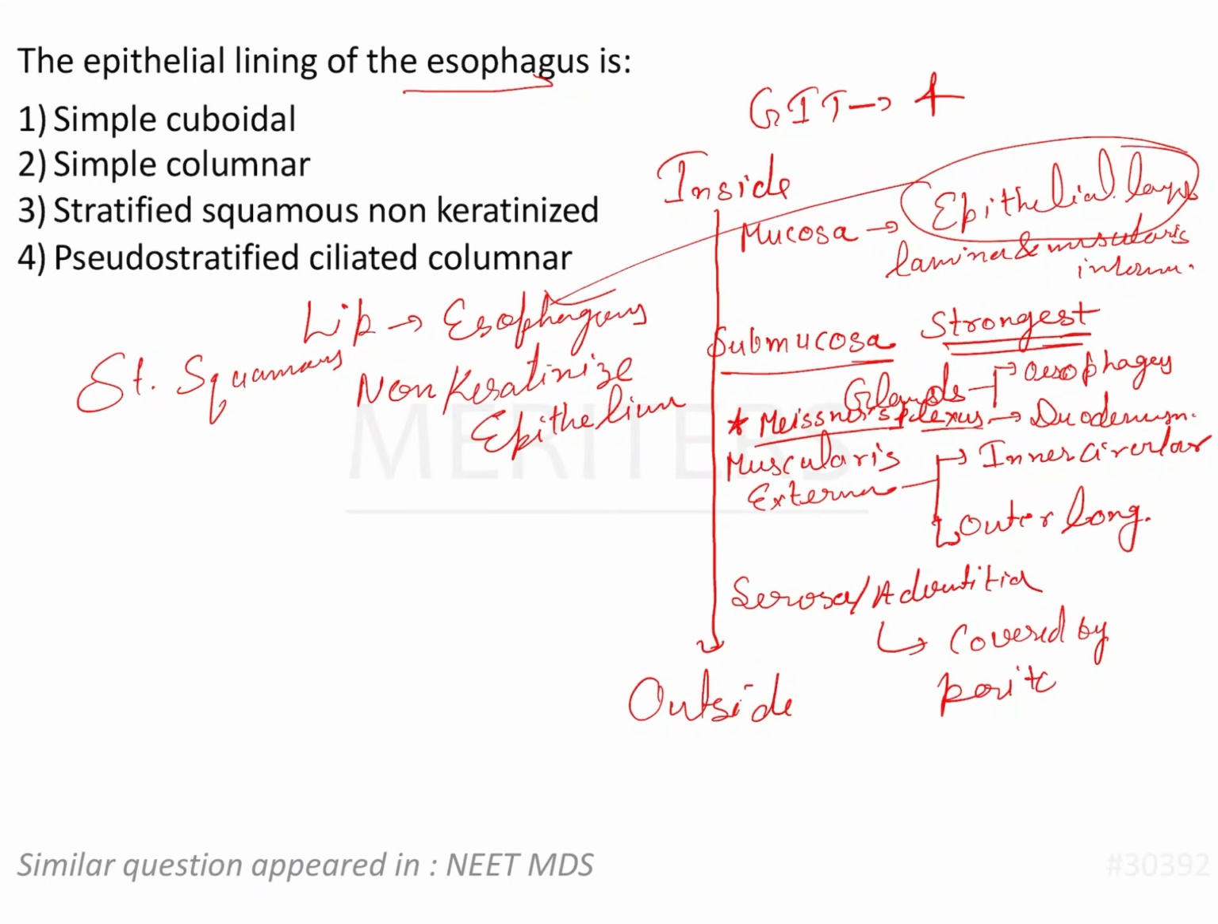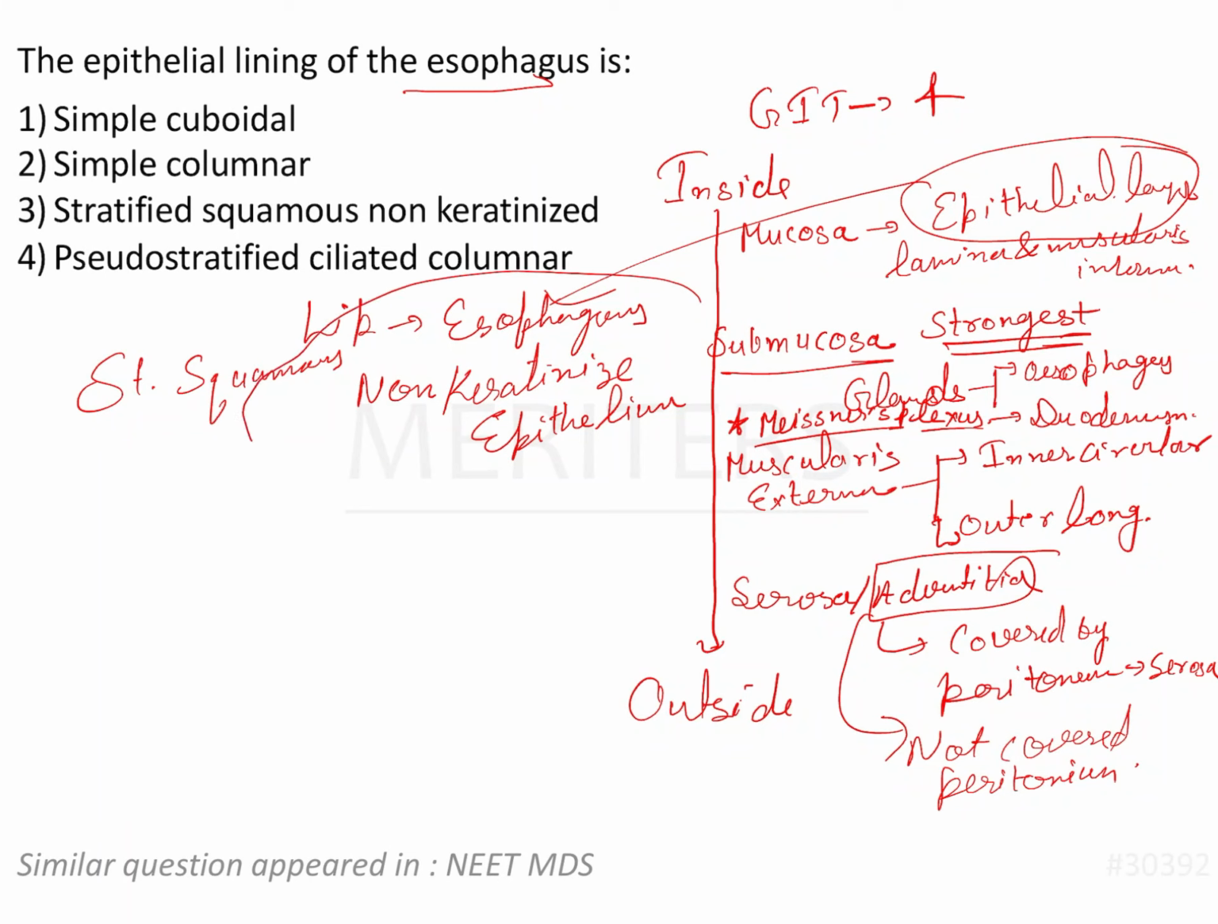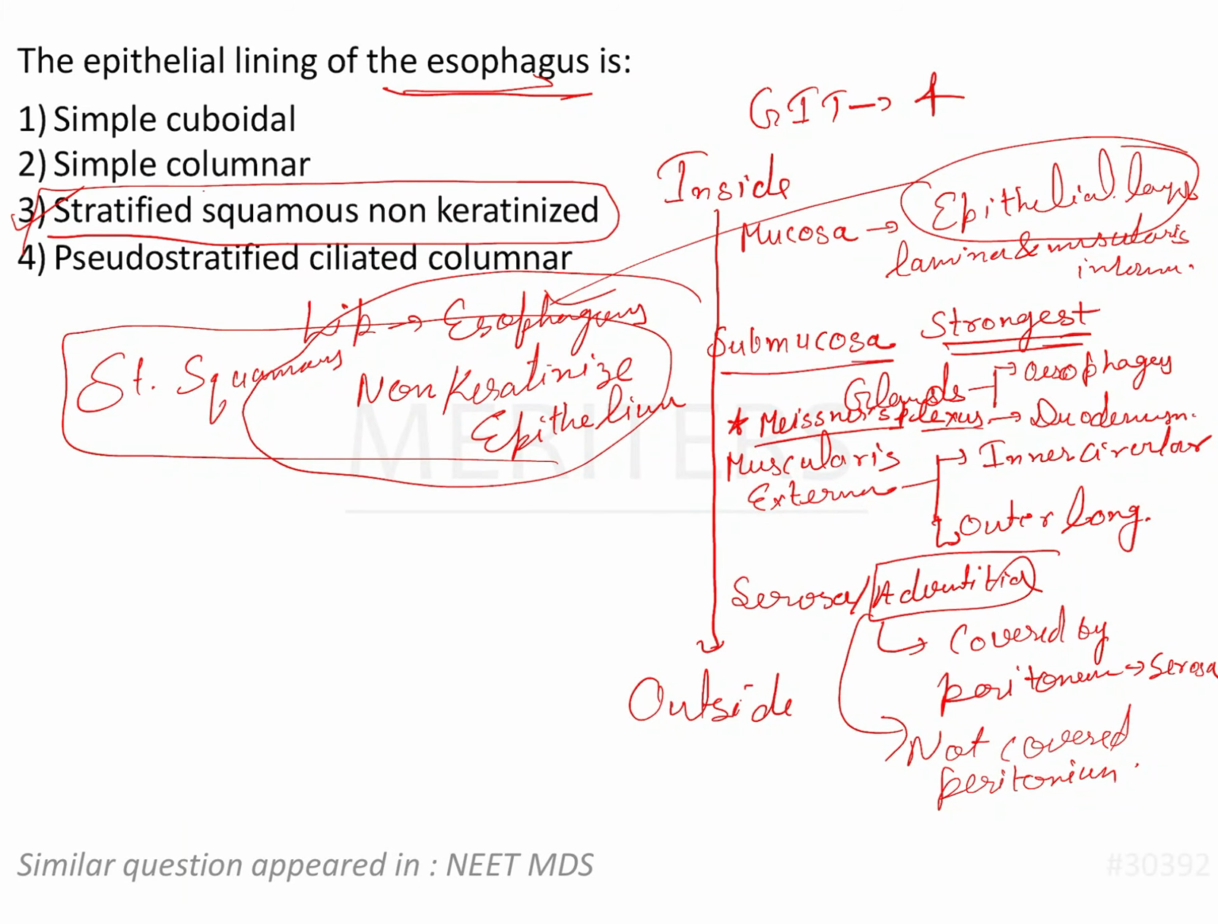When the GIT outermost layer is covered by peritoneum, then we call it the serosa, and when it is not covered by the peritoneum, then we call it adventitia. So this is a brief thing about the various layers of the GIT, and we have also collected our answer here. That is going to be the stratified squamous non-keratinized epithelium as the epithelial lining of the esophagus, the stratified squamous non-keratinized epithelium.